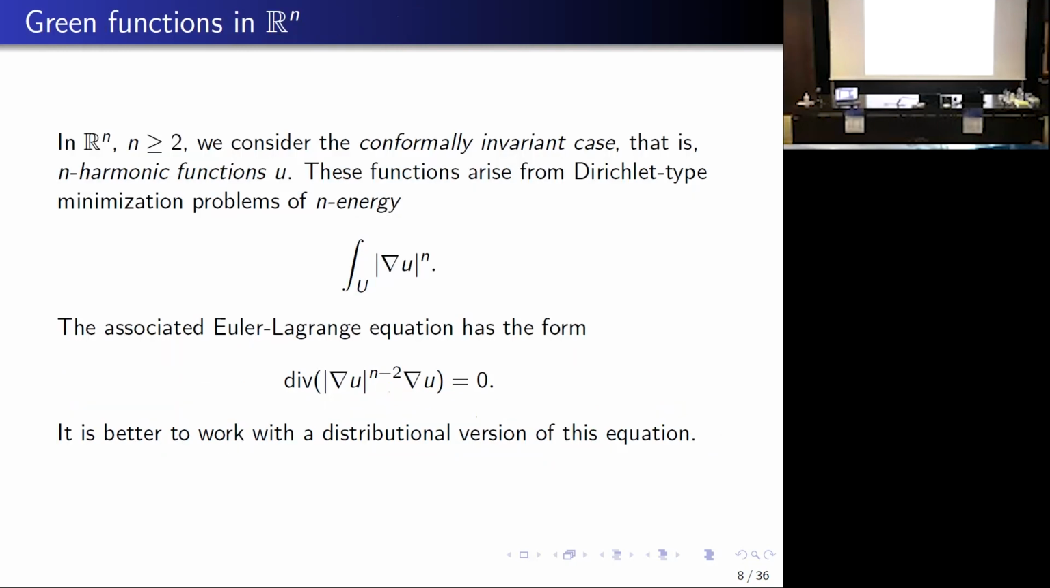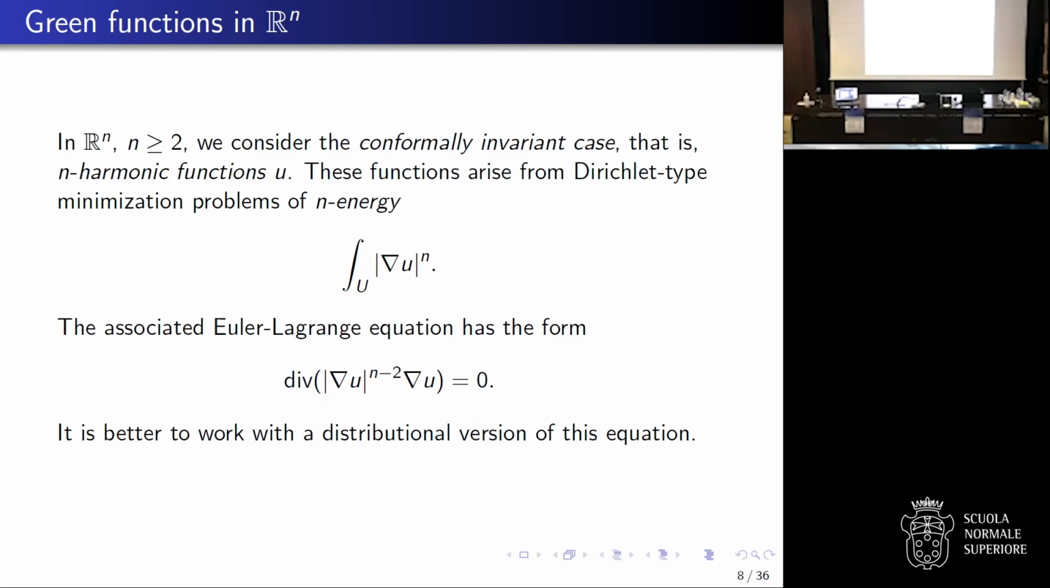Okay, so as I said, eventually I want to move to a metric measure space setting. So let's do this one step at a time. So let's go to R^n. And of course, the concept of harmonicity makes perfect sense in R^n, but actually I don't want harmonic functions that are harmonic in the sense that their Laplacian vanishes. I want to consider the conformally invariant case.